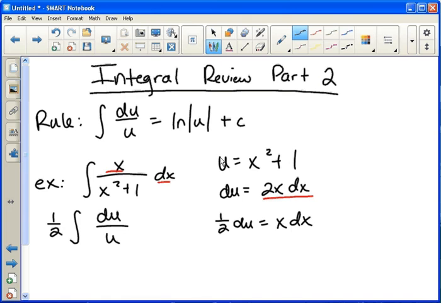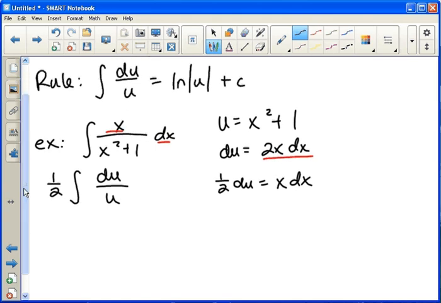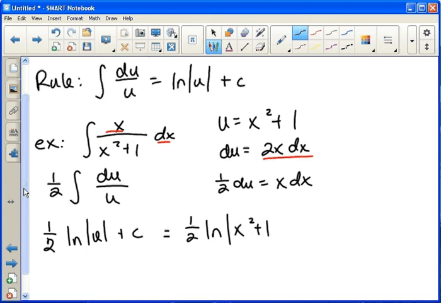Now make sure if you see du over u, it's exactly du over u. If you see du over u squared or du over the square root of u, then you just bring that thing up and you add one to the exponent and divide by that number. It's only if it's du over u that you use the natural log rule. So we know this will become 1/2 times the natural log of the absolute value of u plus c. So that's 1/2 natural log of the absolute value of x squared plus 1 plus c.